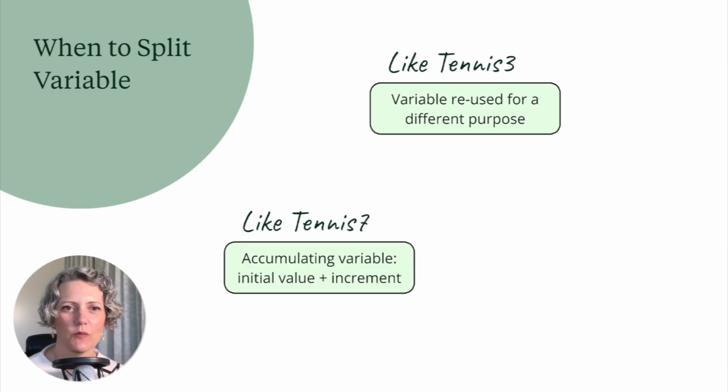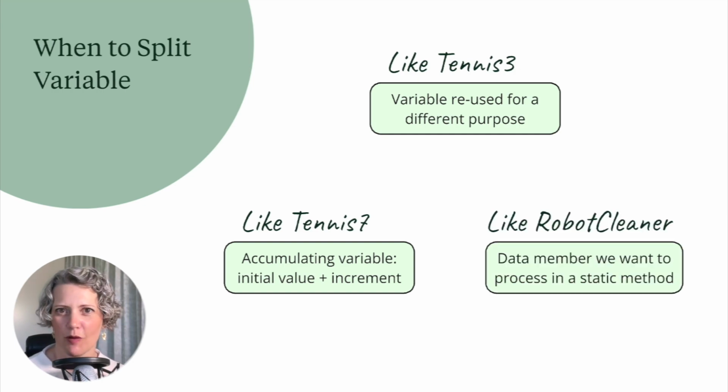Or like tennis 7, where you've got an accumulating variable and we want to split the initial value from the increment. Or like the robot cleaner, where we've got a data member that we want to split into a data member and also a local variable that we can then process in a static method that will be testable. So those are the situations that I want you to try out.